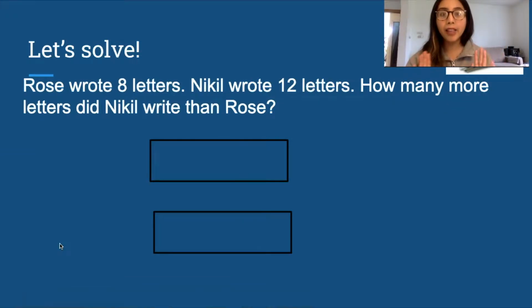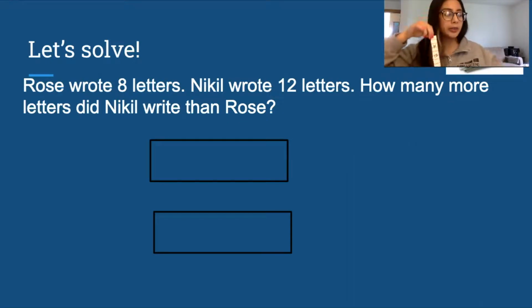Rose wrote 8 letters. Nickel wrote 12 letters. How many more letters did Nickel write than Rose? So again, Rose wrote 8 letters. And we can say that this is Rose's letters. These are her letters. R for Rose, 8 because she wrote 8 letters. Nickel wrote 12 letters. So we say, okay, N for Nickel, and she wrote 12. So she has 12 letters. 12 boxes to represent 12 letters.